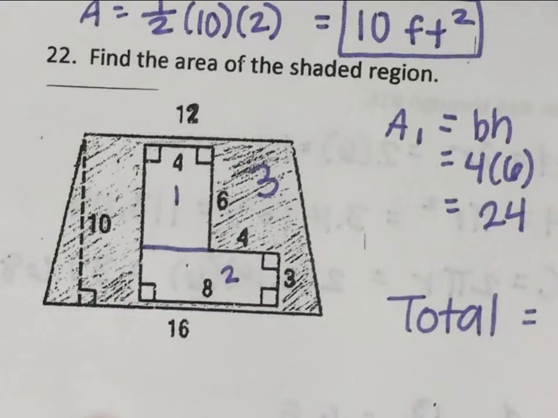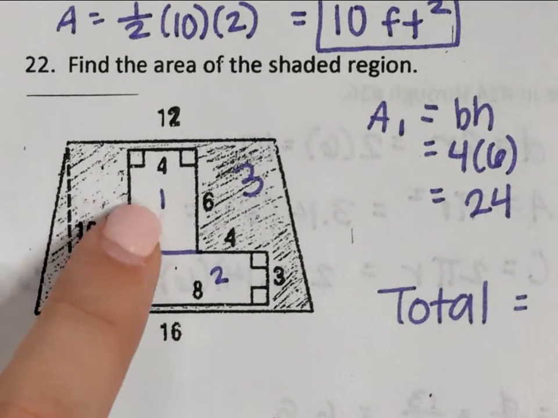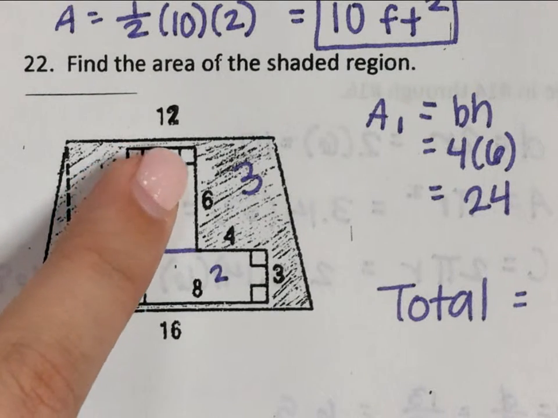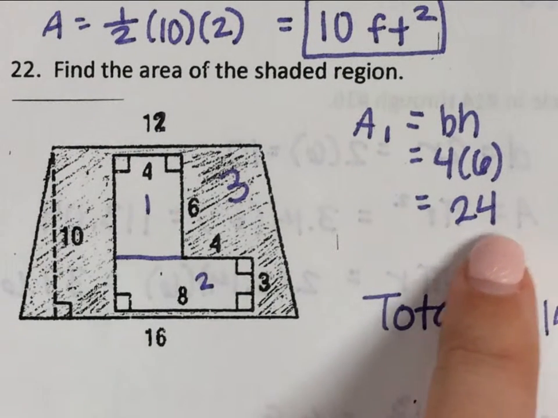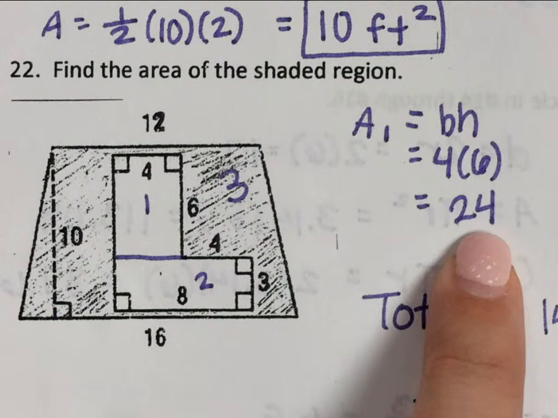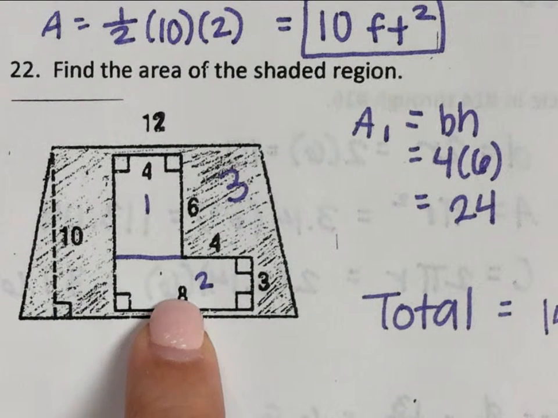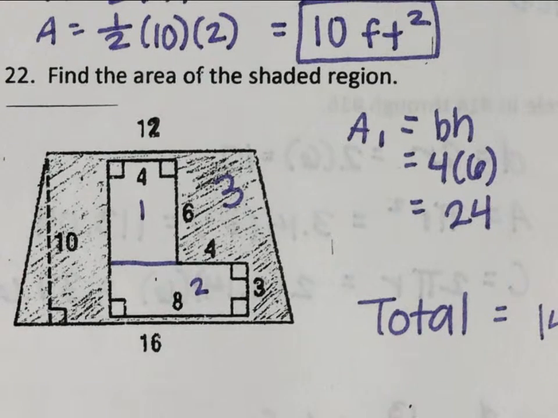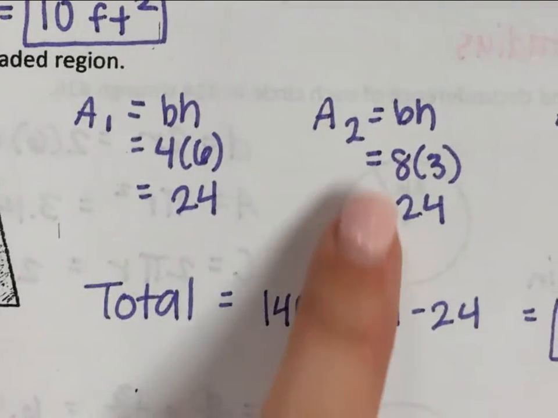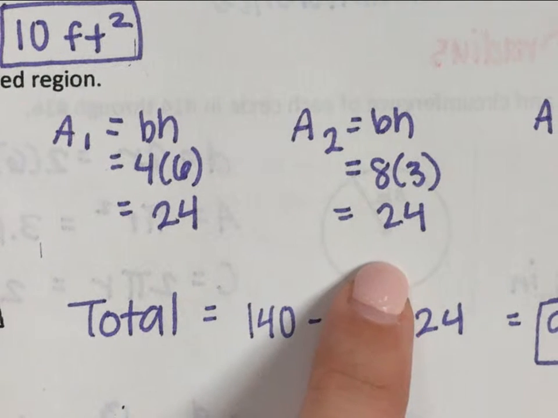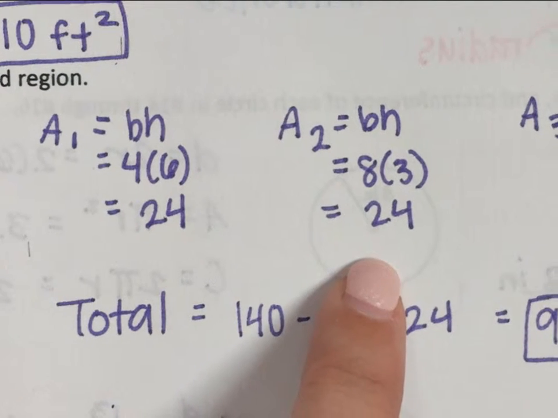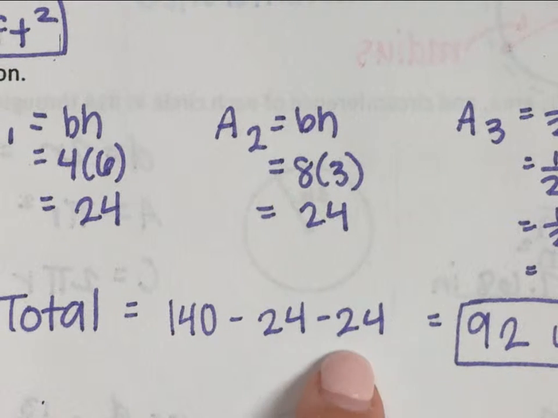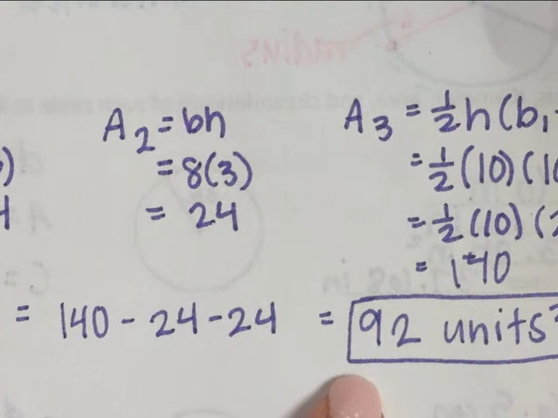Then you have to find the area of both of these rectangles. So if I look at rectangle 1, my base would be 4, my height would be 6. So that's just 4 times 6, which gives me 24. But what about this second rectangle down here? What is my base there? 8, and what's my height? 3. So that's 8 times 3, which is 24 as well. So to find the total area of that shaded region, I'm subtracting the area of that trapezoid minus those two rectangles. So my final answer is 92 square units.